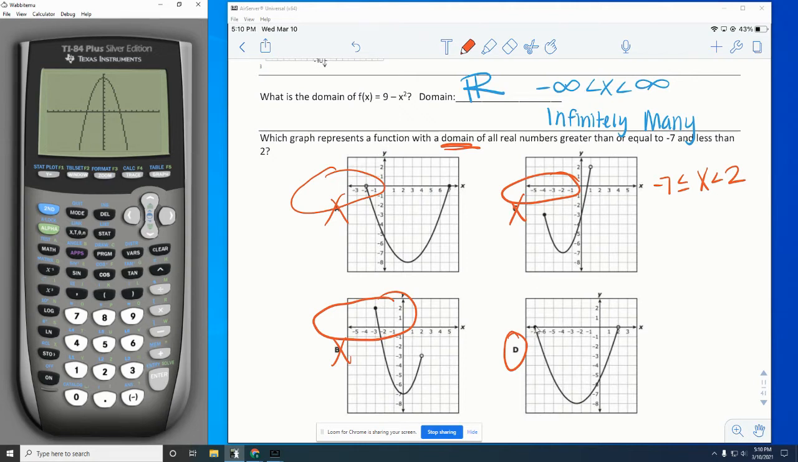And notice it's included, the bubble is included because it's greater than or equal to. And then it goes all the way to the right to 2, and it's less than, but it is not equal to, which is why there's not a filled-in bubble. But as long as you know domain means x's and you look at your x's for -7, bam, there's your answer.